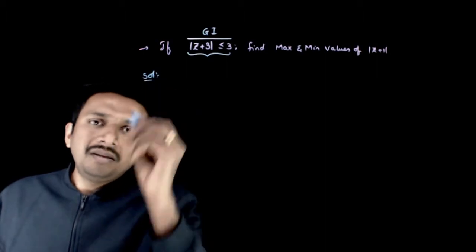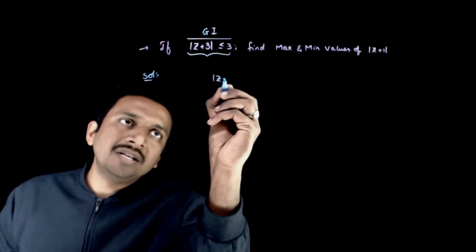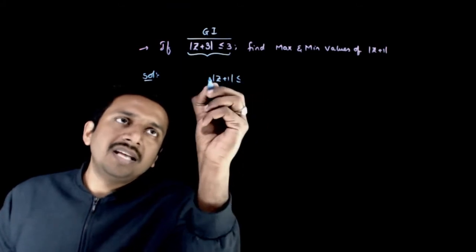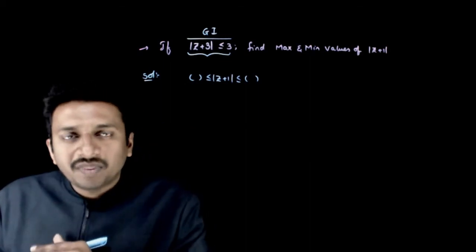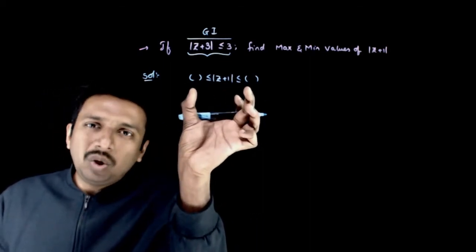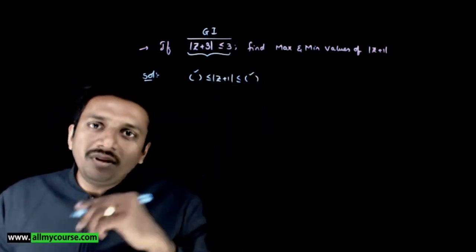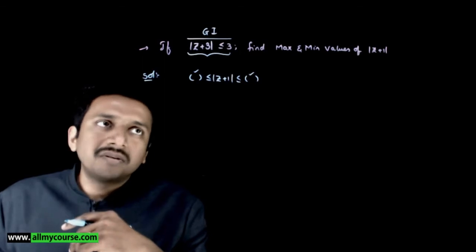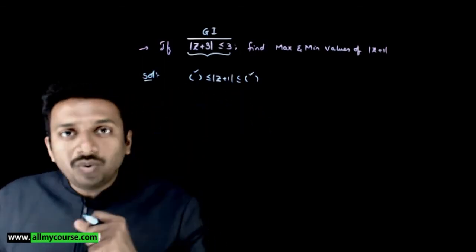That is, you want to find some result which looks like this: modulus of z plus 1 is less than or equal to something, and greater than or equal to something. So if I can bring mod of z plus 1 between two numbers, this will be the minimum value and this will be the maximum value of this expression. So how can I bring mod z plus 1 between two numbers?